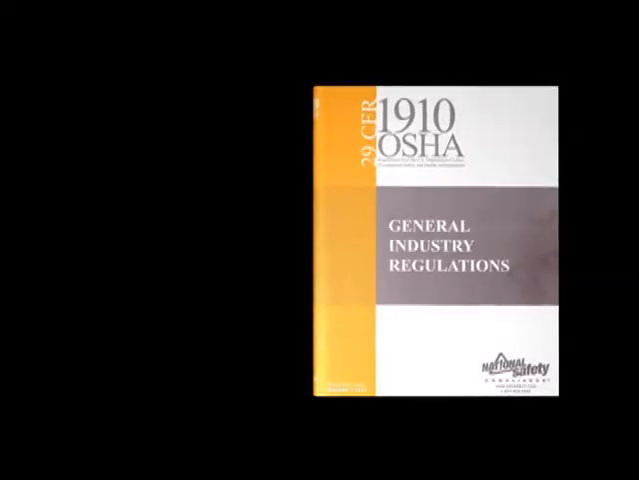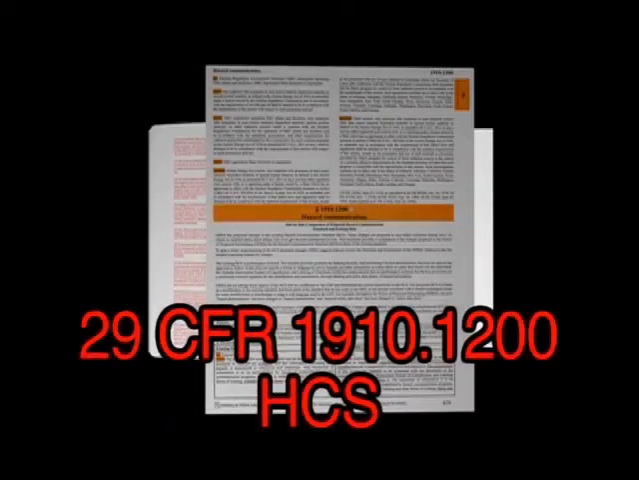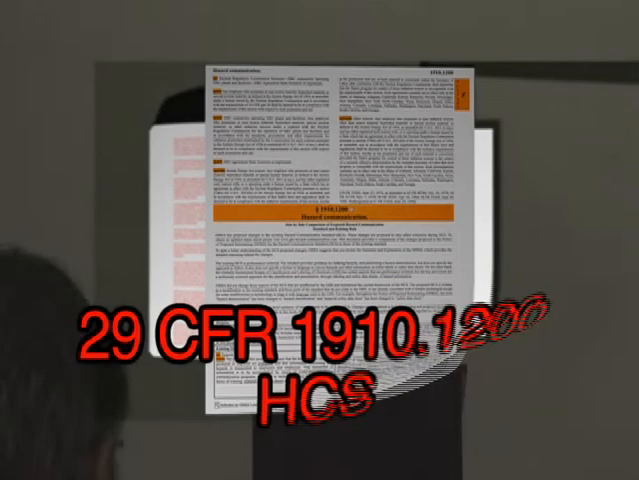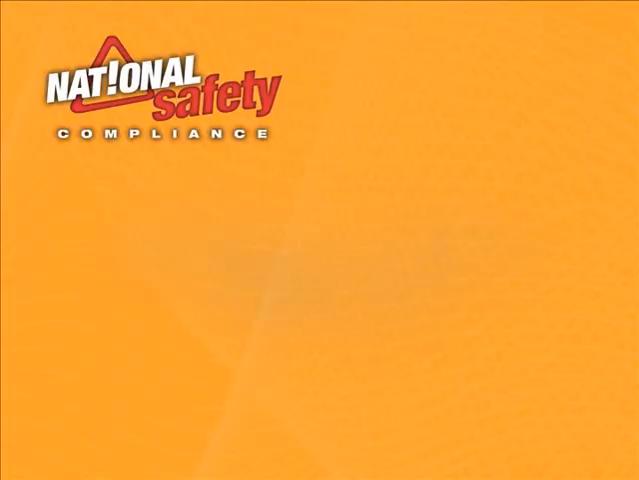Because of this, OSHA created the Hazard Communication Standard 29 CFR 1910.1200, or HCS, to eliminate potential dangers by ensuring employees have the information necessary to protect themselves and their coworkers while working with and around chemicals. This chemical information is conveyed to employees via labels, signs, and safety data sheets.